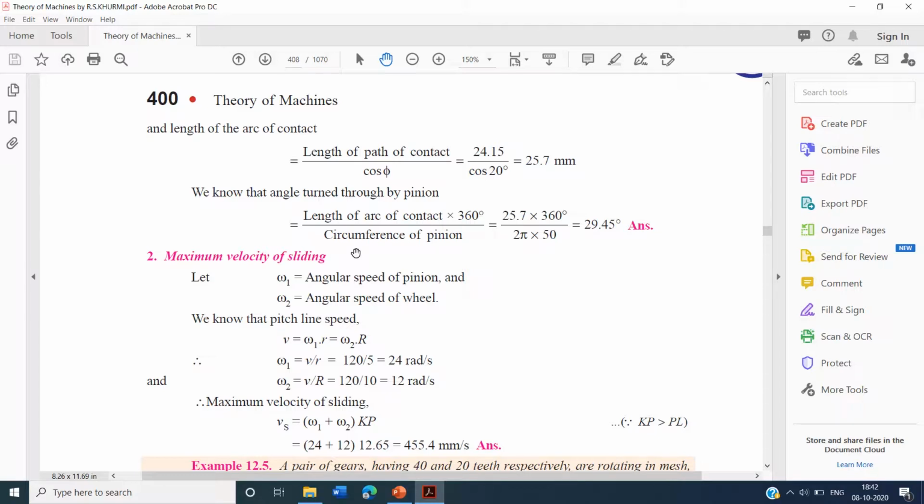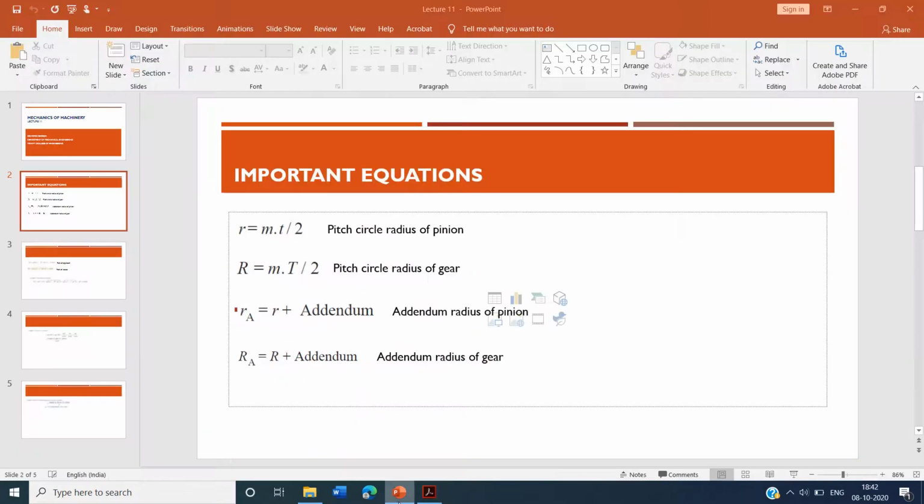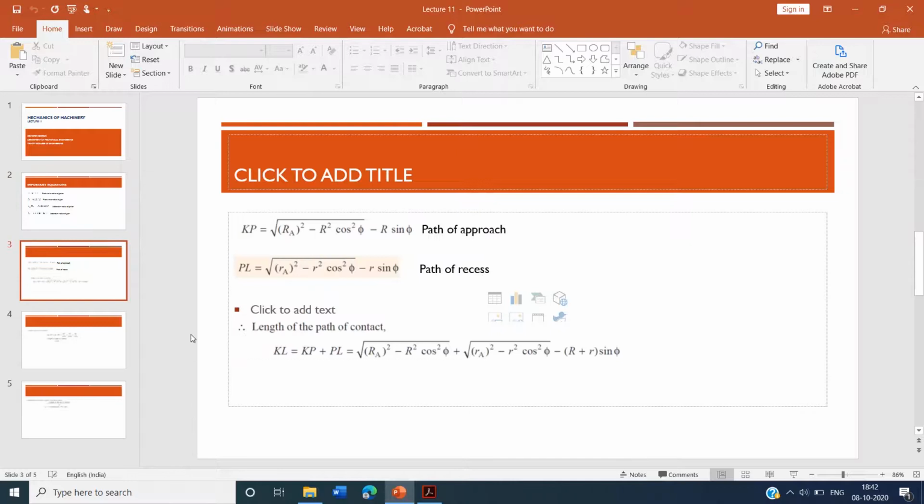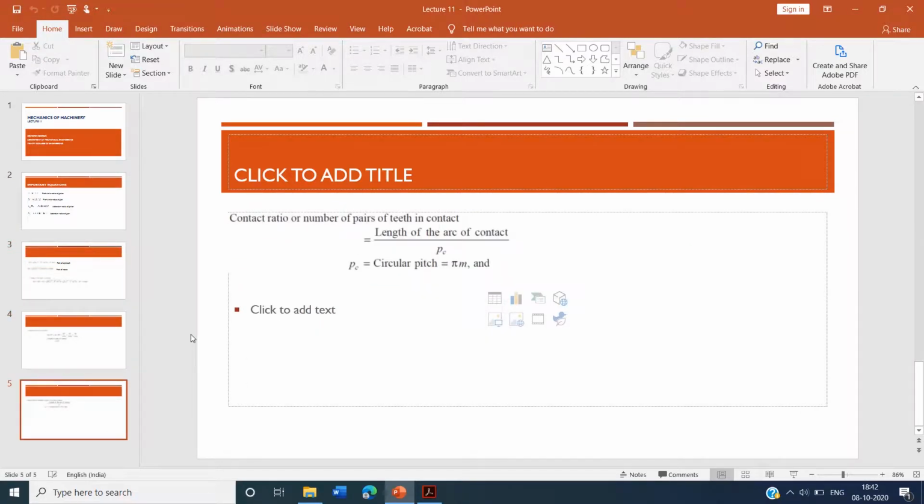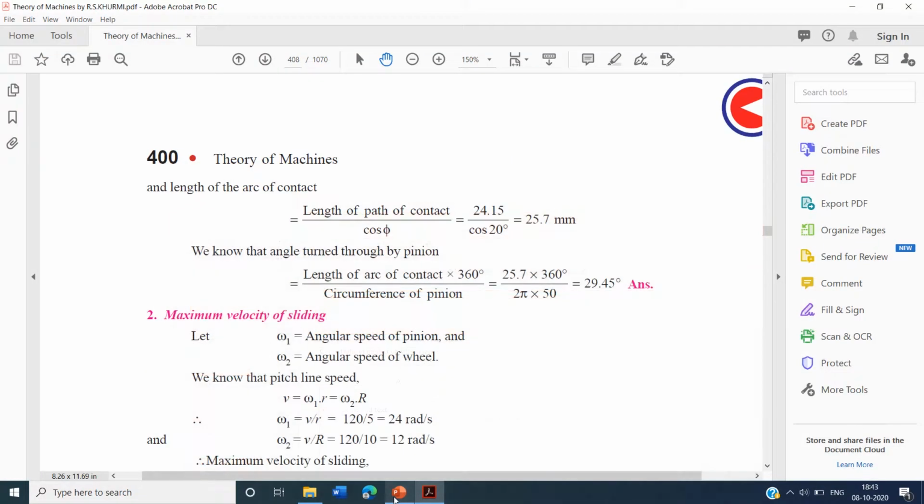So this velocity part you can skip because we are not studying those things, because in our syllabus that part is not included. So this is the way we need to solve the problem. Just simply follow this procedure. First find all the radiuses, then find path of contact, then find arc of contact, and finally the contact ratio or number of pairs of teeth in mesh.